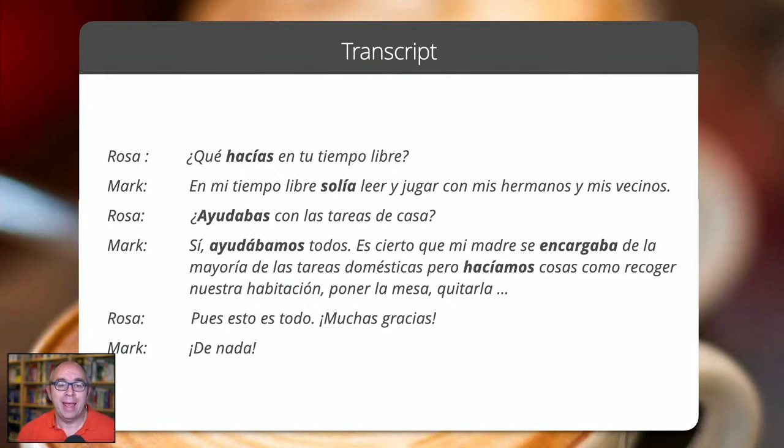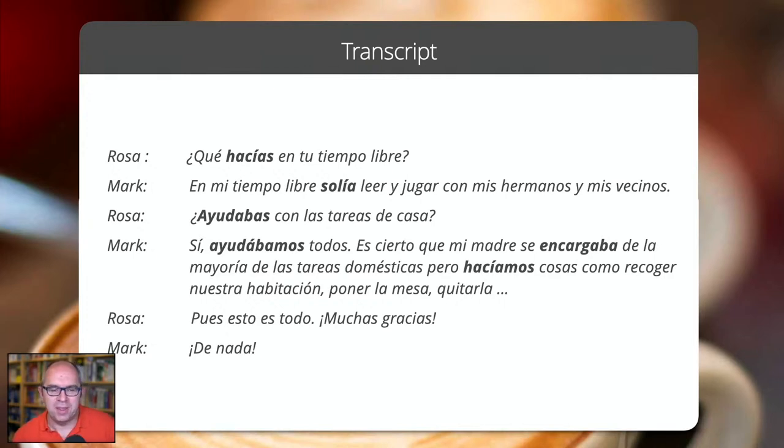Ayudábamos todos. Es cierto que mi madre se encargaba de la mayoría de las tareas domésticas. So it's true that my mom took charge of the majority of the domestic tasks, the chores, pero hacíamos cosas como recoger nuestra habitación, poner la mesa, quitarla. But we used to do things like clean up our bedrooms, tidy our bedrooms, lay the table and clear the table, things like that.